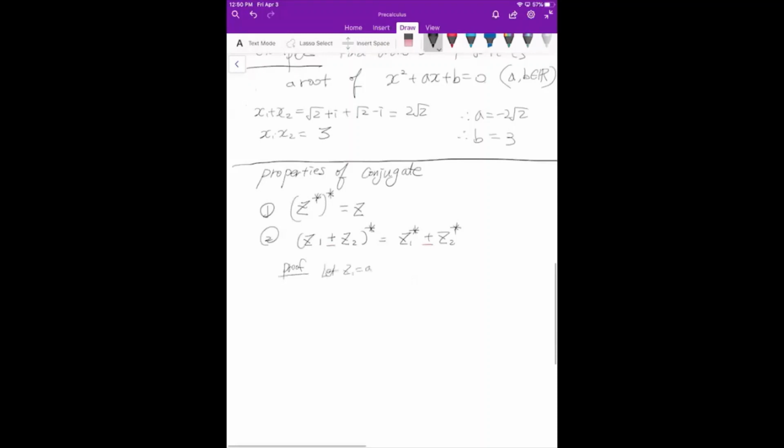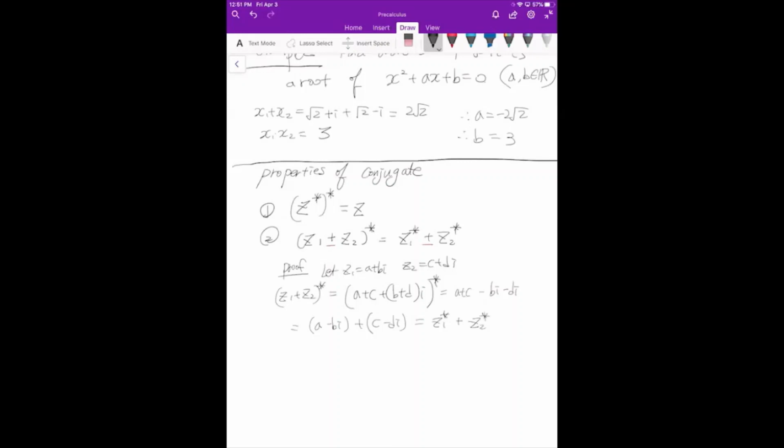Let z1 be a plus bi, and z2 be c plus di. Then the conjugate of z1 plus z2 is the same as a plus c plus (b plus d)i, everything conjugated, right? Which means a plus c minus bi minus di, right? What we want to achieve is separating them. So I separate them: a minus bi plus c minus di, which gives you the conjugate of z1 and then the conjugate of z2.